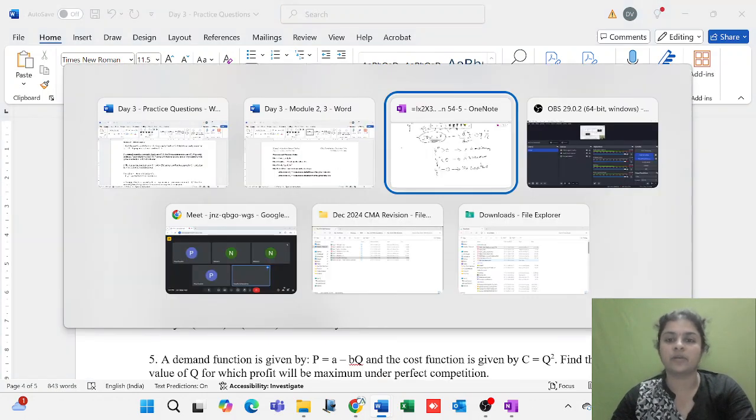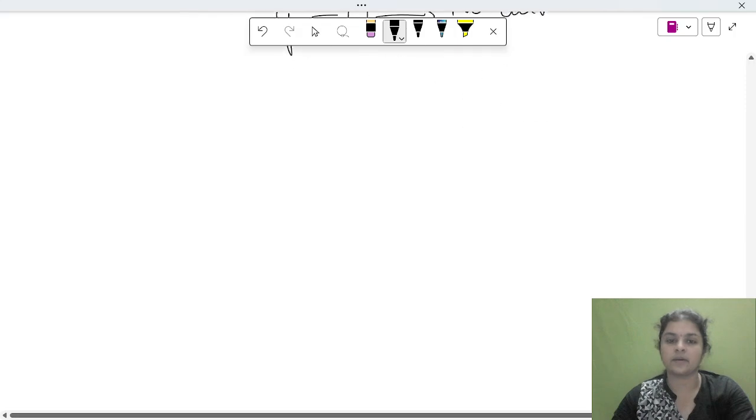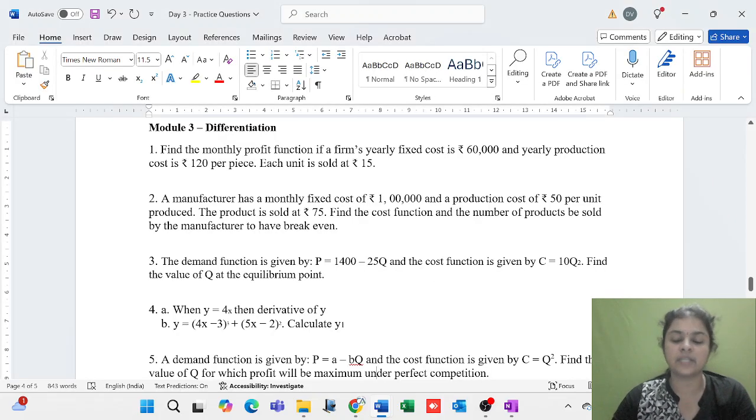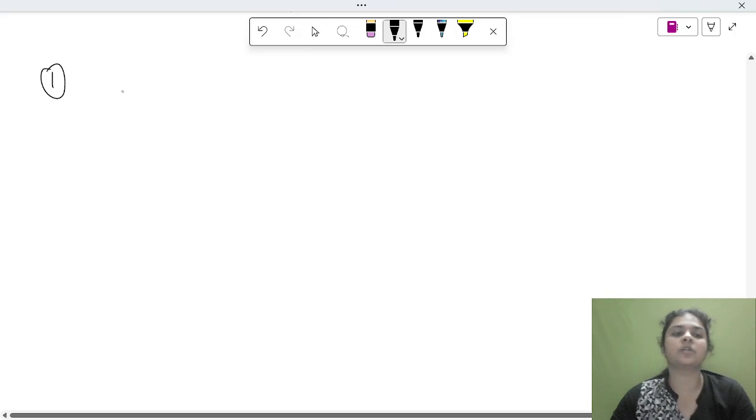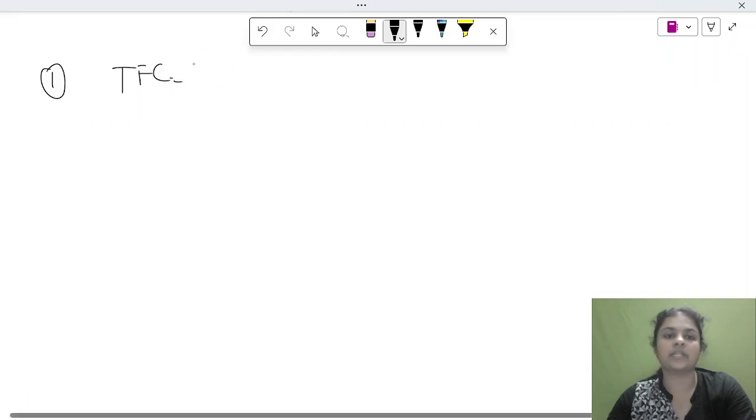Okay, so let us solve. Shall we start the problem, friends? I hope you have taken down the basic notes. Okay, first they are asking you the monthly profit function. So what is the total fixed cost? Total fixed cost is 60,000 rupees.